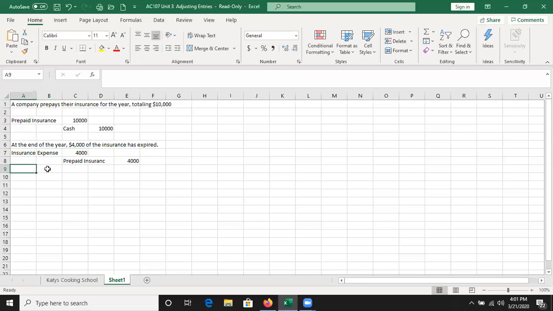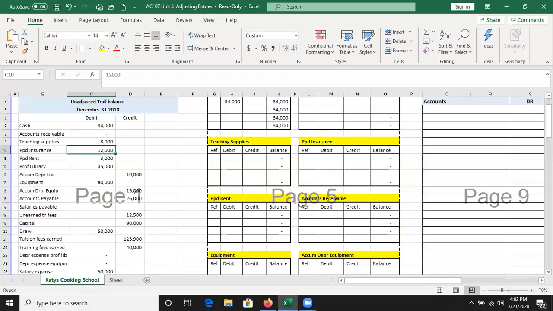So this is similar to what Part A is asking you for. This part's already done. This is what the company must have done in the past. Your job is then to say, hey, how much has expired? I'm going to recognize that portion as an expense and credit prepaid insurance. All right, so let's keep looking.